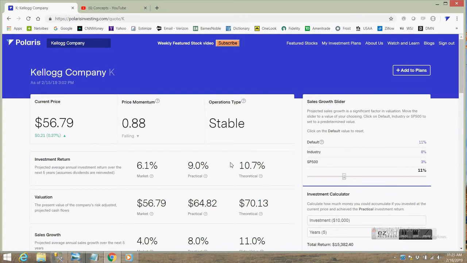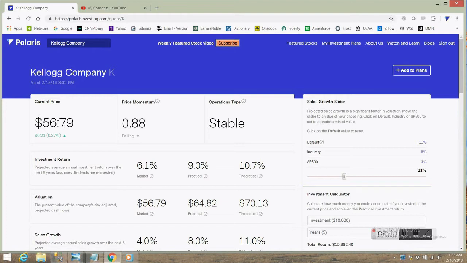Underneath this theoretical investment return is the theoretical value, and then under that is the sales growth, which is simply, you can see here for theoretical, the sales growth slider. To the left here, far left, is the investment return that the market gives. If you assume that the market price is the value, that they're exactly equal, then the investment return you're going to make is the cost of equity, which in this case for Kellogg's is 6.1%.